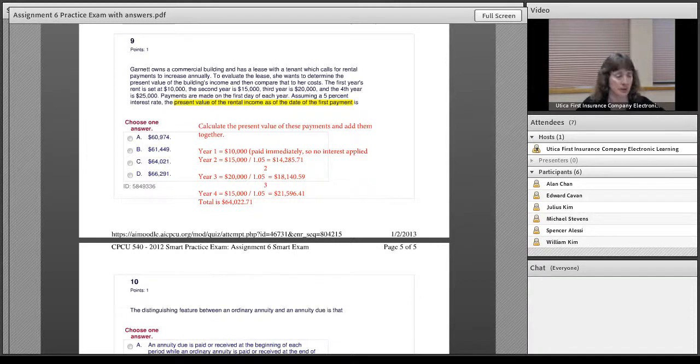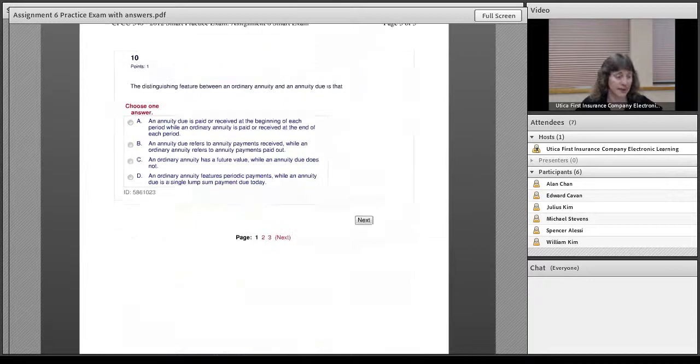We talked about it. Okay, 10. The distinguishing feature between an ordinary annuity and annuity due is that an annuity due is paid or received at the beginning of each period, while an ordinary annuity is at the end. So that's A, slide 33, we discussed it. Much easier than your calculation questions, except for those of us who are math majors, in which case this whole thing was a piece of cake.